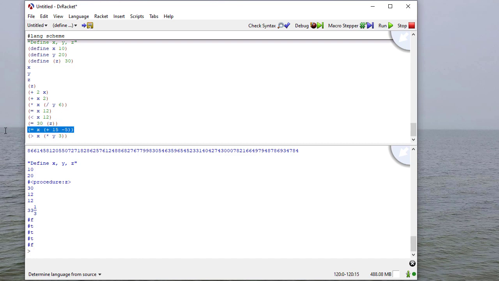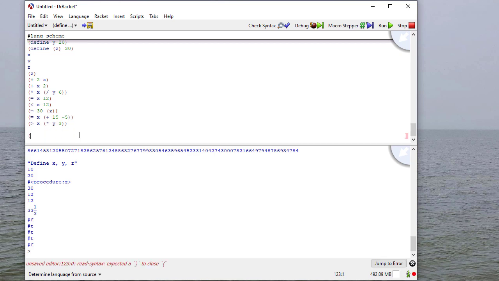This is equal, and x is, oops, I meant to make that less than, but this is greater than, and it still works. X is not greater than y times 30 because y, as you remember, is defined to be 20, so this evaluates to 60, which is certainly not less than x.